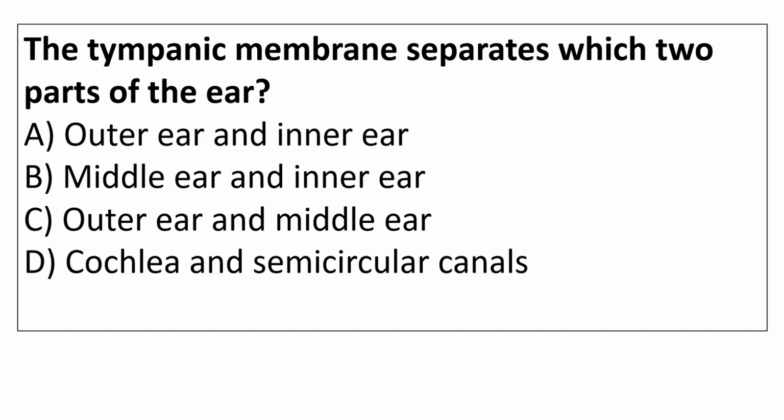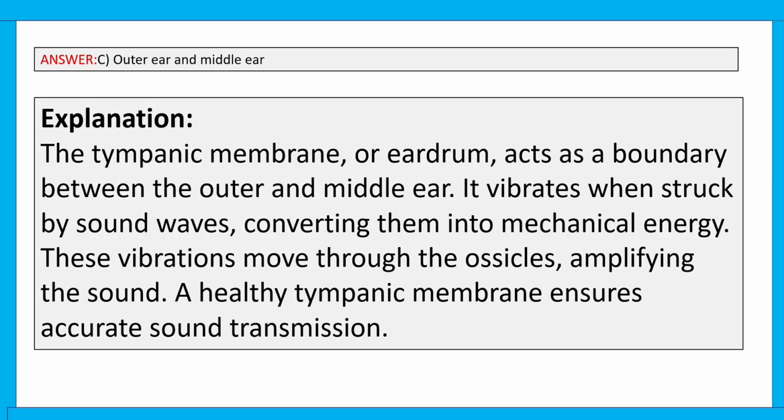The tympanic membrane separates these two parts of the ear. Option A, outer ear and inner ear. Option B, middle ear. Option C, outer ear and middle ear. Option D, cochlea and semicircular canals. The right answer is option C, outer ear and middle ear.